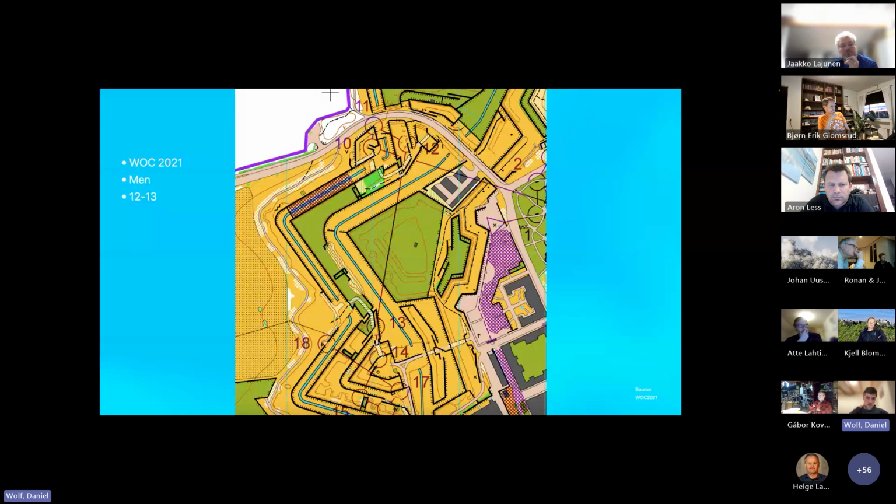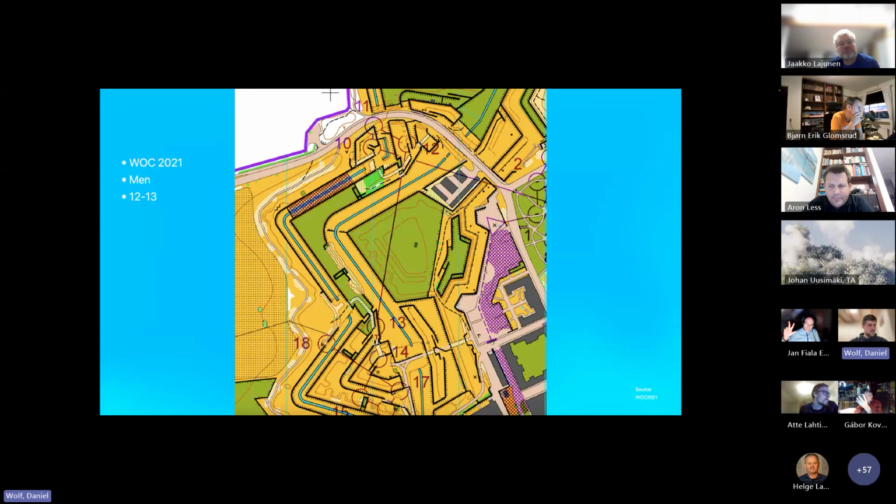With this fresh experience from this World Cup, a few months later I was setting the course for the World Cup final in Terezín in 2021. I also wanted to implement at least one longer leg, but I really did not want to decide the whole race in a bad way as it happened in Mladá Boleslav. So we spent a huge amount of time balancing this leg from 12 to 13. So what do you think about this one?